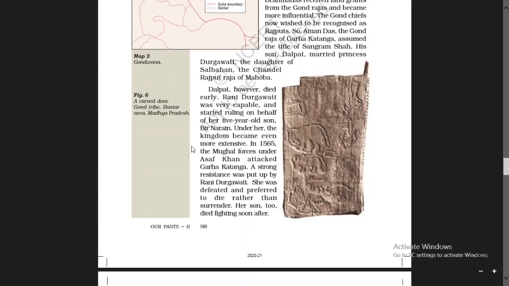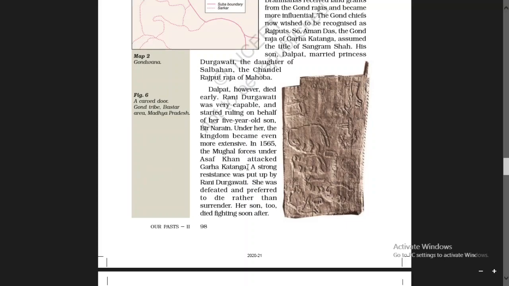Under her rule, the kingdom became even more extensive, meaning covering a large area. In 1565, the Mughal forces under Asaf Khan attacked Garha Katanga.